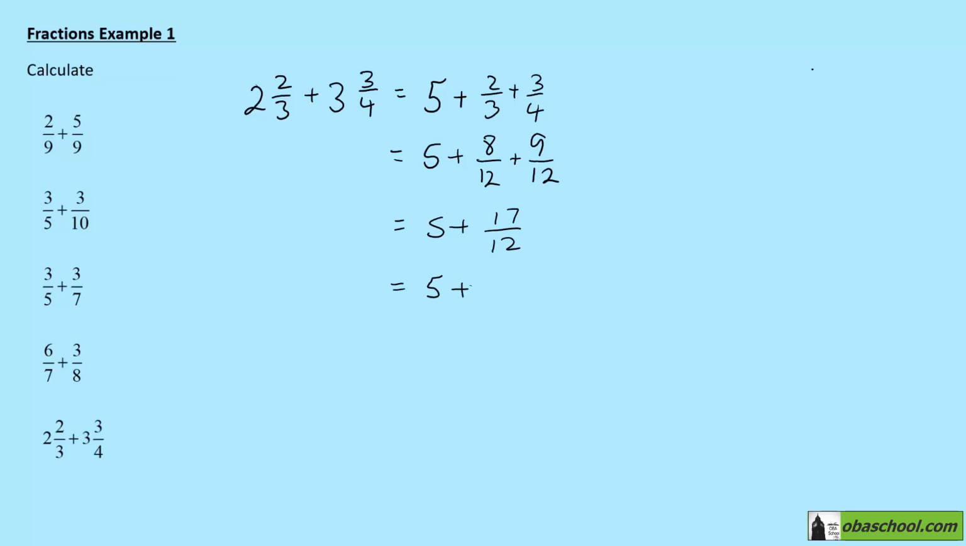Now, we can't have 5 and 17 over 12 because that's an improper fraction. 12 goes into 17 once with 5 over. 5 and 1 is 6, so the answer there is 6 and 5/12. So that's one way of doing it. The other way of doing it is to make them into improper fractions.